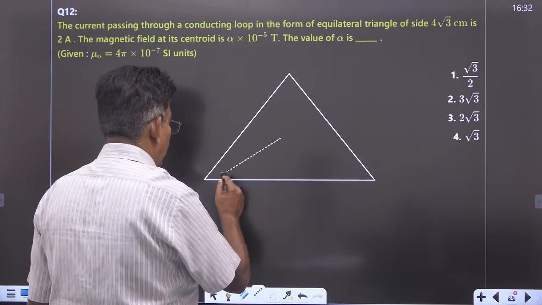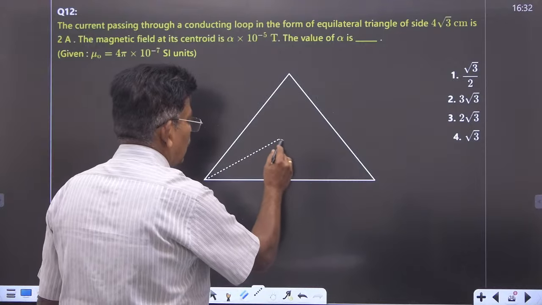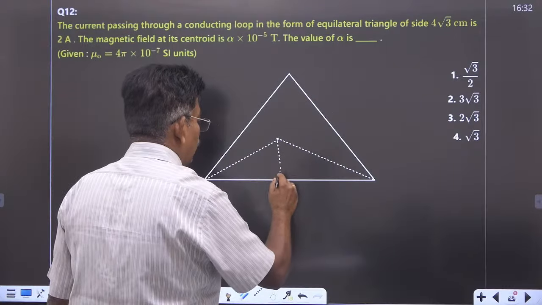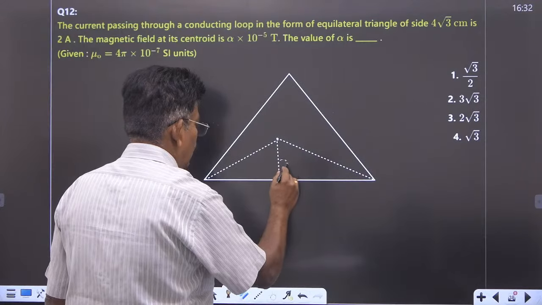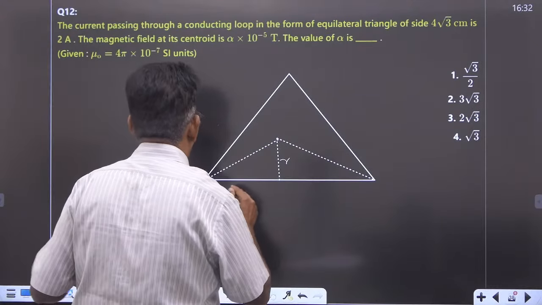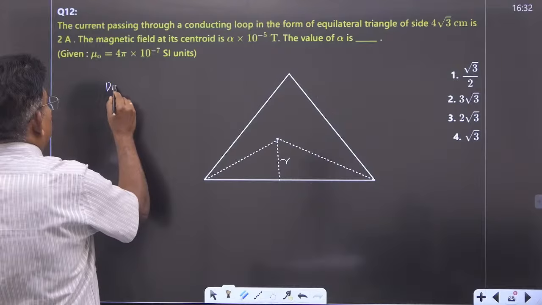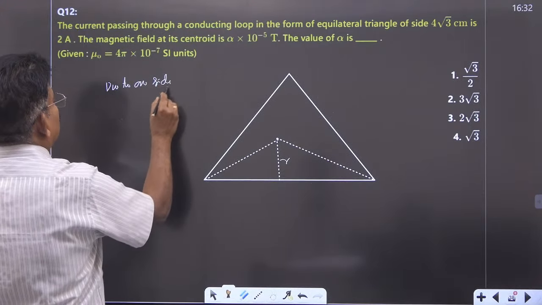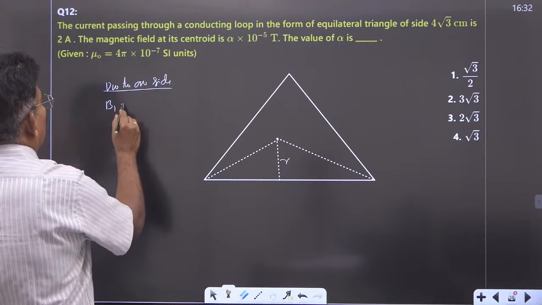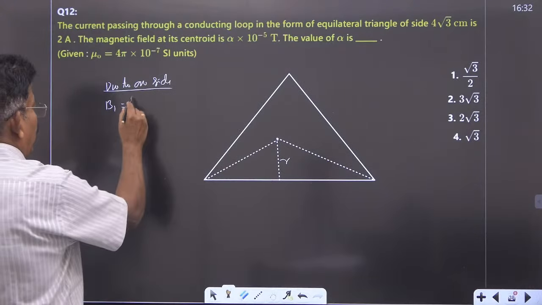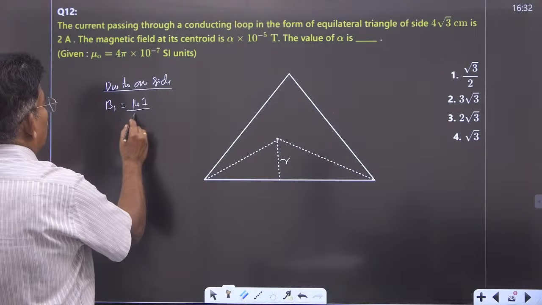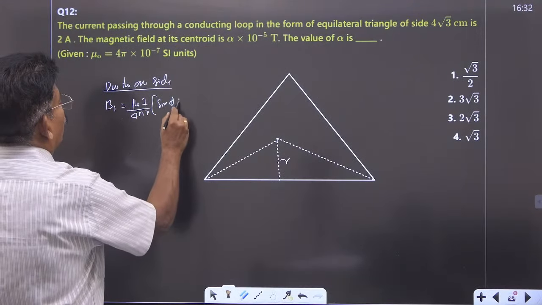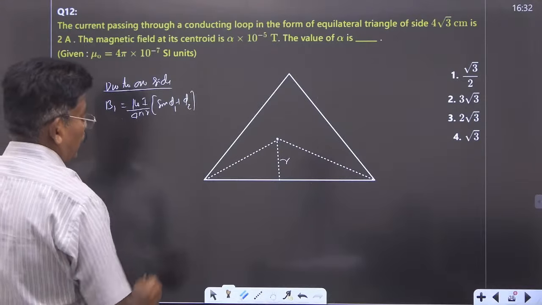This is the centroid. In the calculation, this is our R. Due to one side, I write B1. B1 is given by mu 0 I by 4 pi R (sine phi 1 plus sine phi 2).